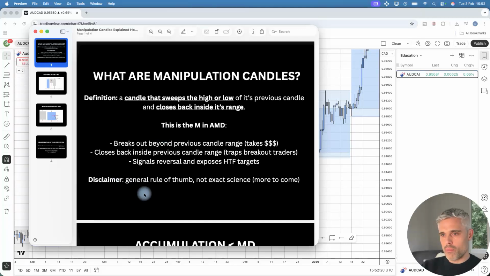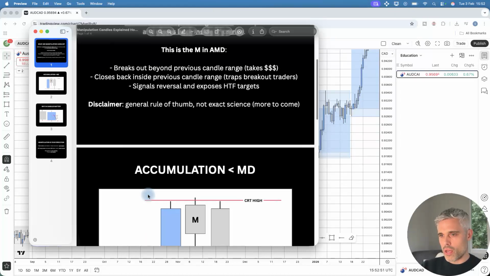I have to just put a disclaimer in here. Yes, manipulation candles are defined in this way, but not every single candle that breaks out and closes inside of its previous candle's range turns into a manipulation candle. These candles do get run. The reason for that we'll go into later in the course, but for now, in the classic way that accumulation, manipulation, distribution happens, manipulation candles are defined in this way. But like anything in trading, it is not an exact science, so more to come on that.